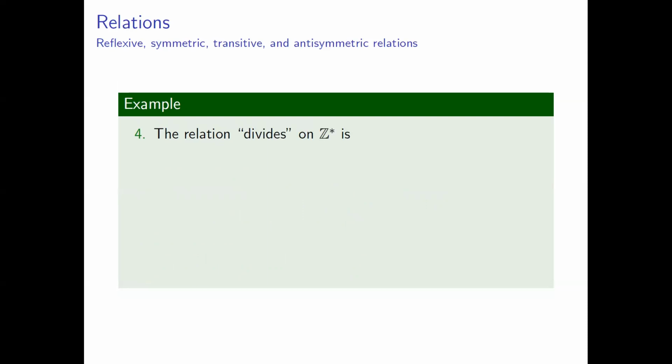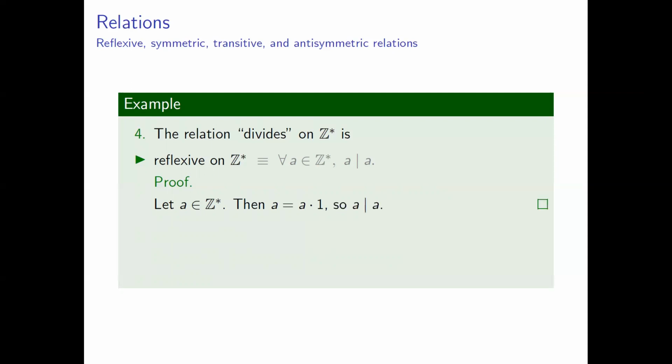Consider the relation on the set of non-zero integers consisting of all ordered pairs (a, b) such that a divides b. This relation is reflexive. Indeed, let a be a non-zero integer. Then a is equal to a times 1, so a divides itself. It is not symmetric. That is, there exist non-zero integers a and b such that a divides b, but b does not divide a.